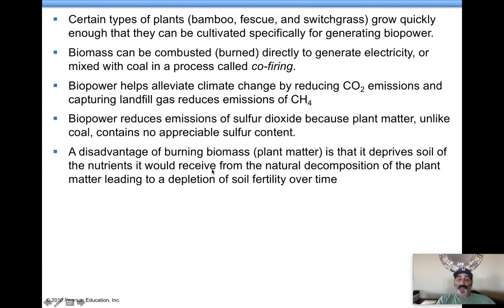What's a major disadvantage of using biomass? Well, the soil naturally needs the decomposition of this plant matter to take place. It's kind of like what happens in a forest. When this decomposition takes place, it puts nutrients back into the soil, helping the plants. So if you just keep cutting down and removing trees and their parts and all the shrubs, and you don't allow the decomposition to take place, you are removing the nutrients that the soil needs to maintain fertility.